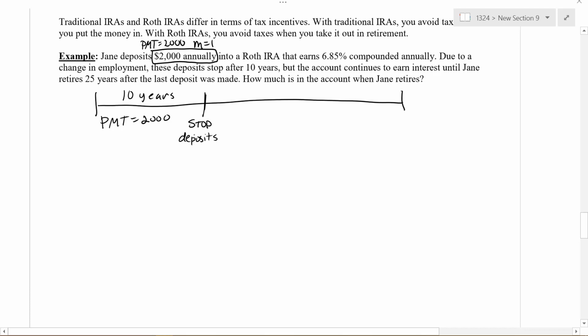Okay. As soon as the deposits stop, then the annuity stops. So for the first 10 years, we have that future value annuity. After the payments stop, we are no longer using an annuity because an annuity requires multiple payments. So for the rest of the 25 years that she is not making deposits anymore, this now just becomes a compound interest problem that we would have seen in section 3.2.